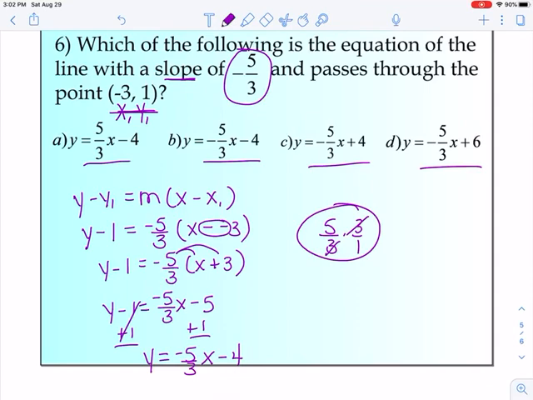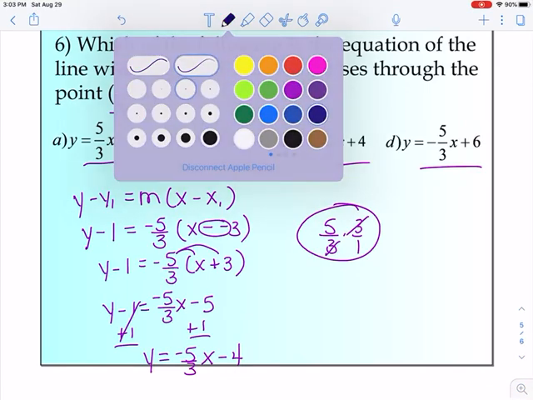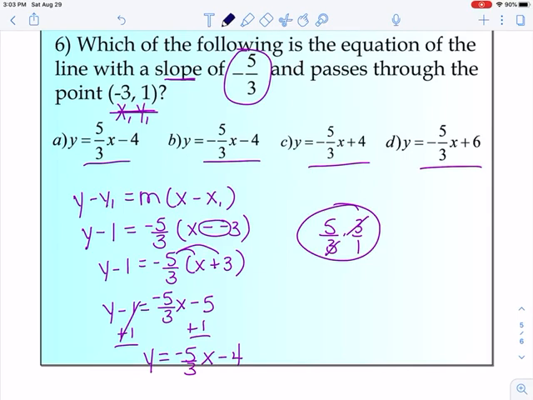So now all I have to do is go back up to my choices and see which one of them matches. Just be really careful of your signs. Negative 5/3 x minus 4 is going to be choice B.